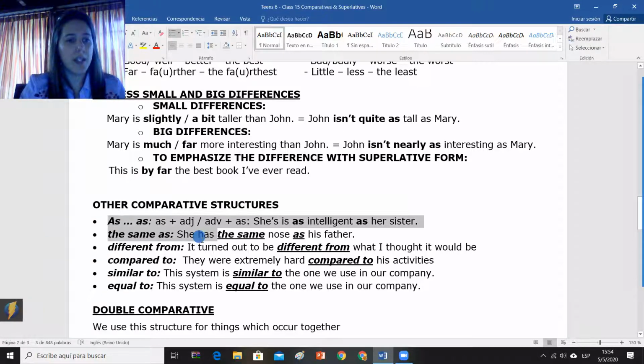What I want you to pay attention to here is the preposition that is used with these expressions. The same as, different from, compared to, similar to, equal to. Okay? That is very important for you so as not to mix them up.